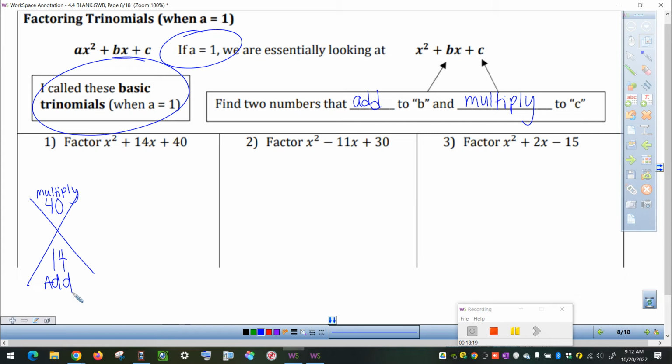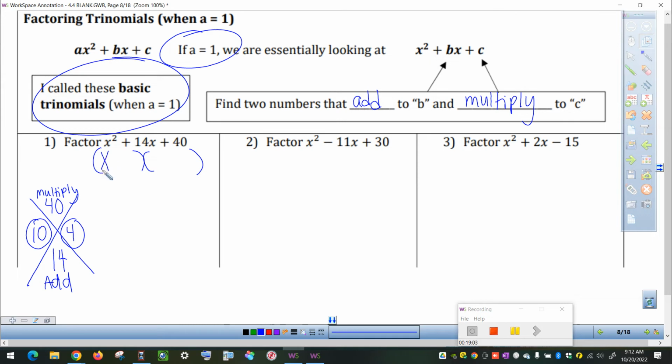10 and 4. The order that we write them does not matter, but once I find my two special numbers, that's what I call them, the special numbers, I'm going to put them on the side. I also like to circle them, because these are the numbers that are then going to go into my answer. They're going to go into our parentheses. So basic trinomials always factor into two parentheses side by side. So let's start with that.